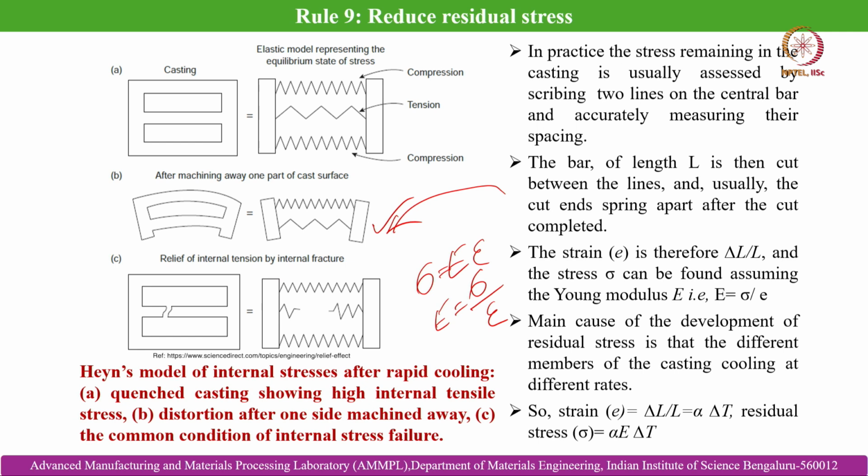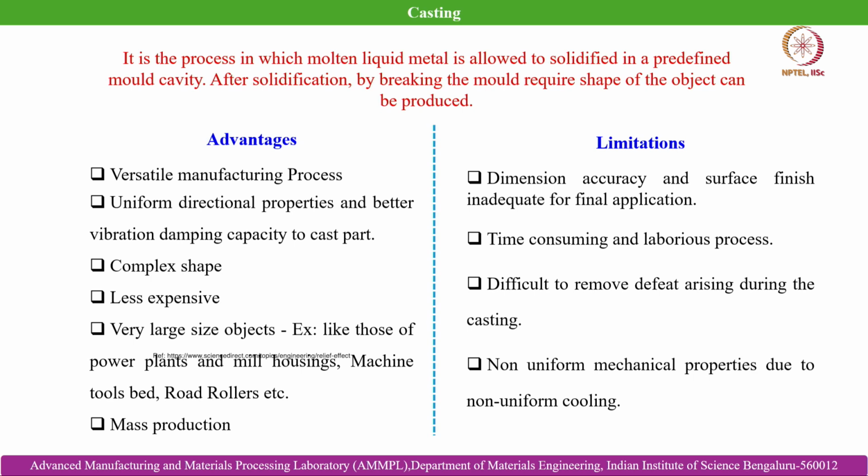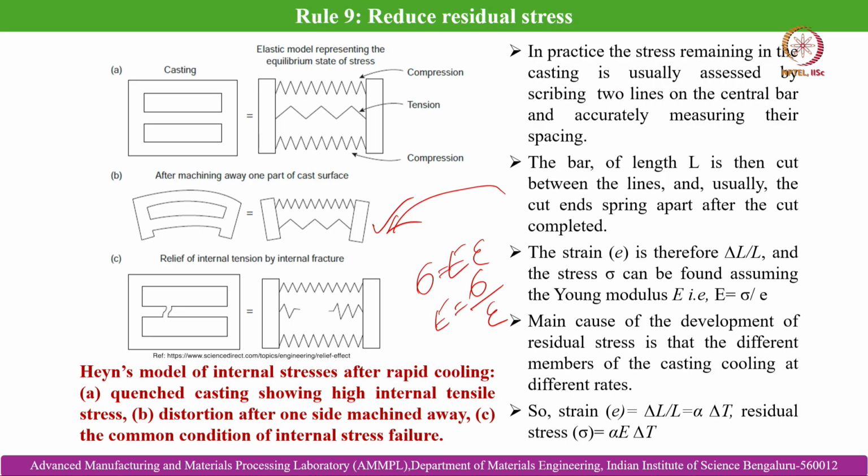The residual stress primarily originates in the regions where there is a drastic change in flow path cross section because of the intended change in the dimensional attributes of the solidified object. Here the strain generated is delta L by L equal to alpha delta T, which is the residual strain. Then the residual stress, as we know that stress is equal to Young modulus into strain, becomes alpha delta T into E. This is how we can calculate the residual stress value. So these are the 10 rules that we have discussed.